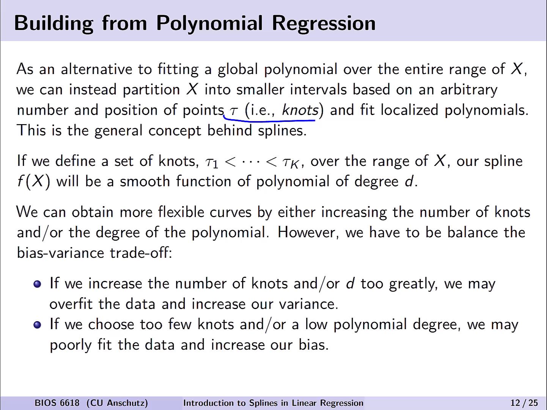For example, if we increase the number of knots and/or the degree too greatly, we might overfit the data and therefore increase our variance. Likewise, if we choose too few knots, or decrease the number of knots, and/or use a low polynomial degree, we might still poorly fit the data and increase our bias, much like that linear regression example we saw before.